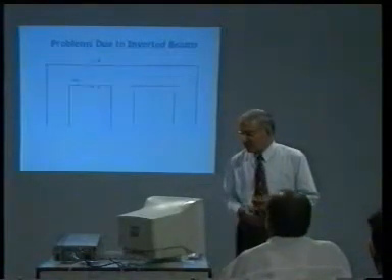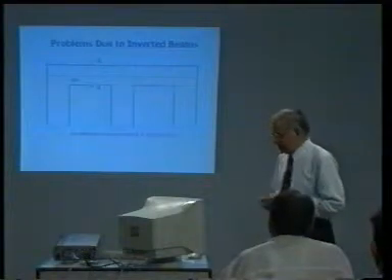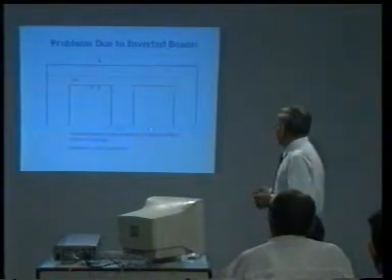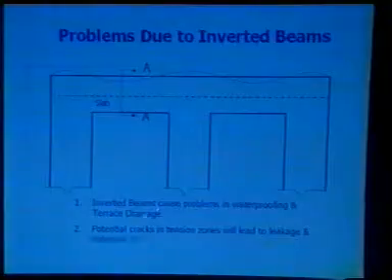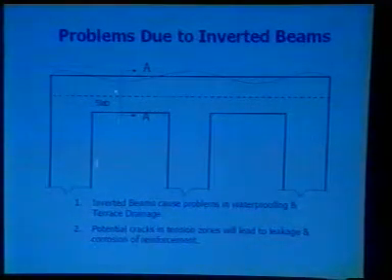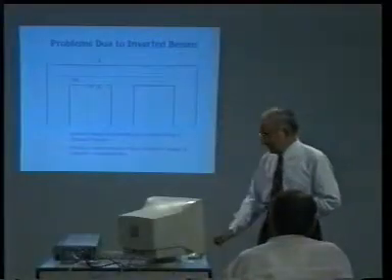Now, the problem of inverted beams, gentlemen, they cause problems in waterproofing and terrace drainage, and the potential cracks in the tension zone will lead to leakage and corrosion of reinforcement. This will be further amplified in the next slide.